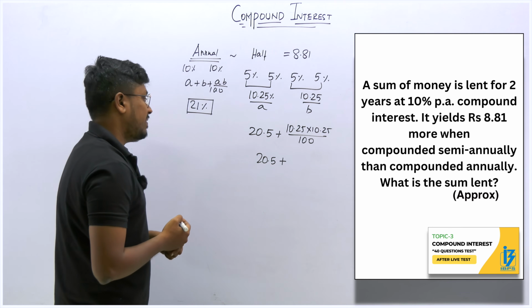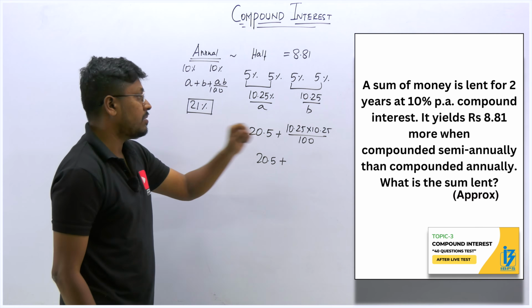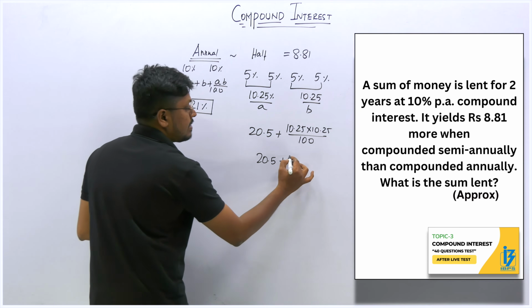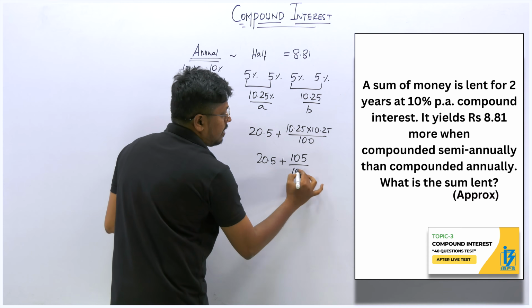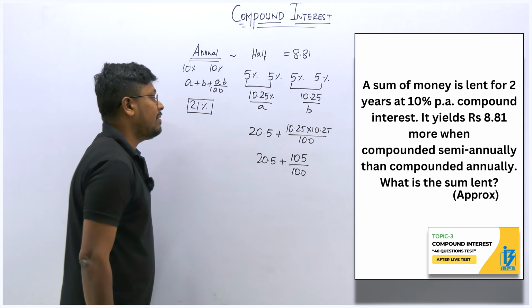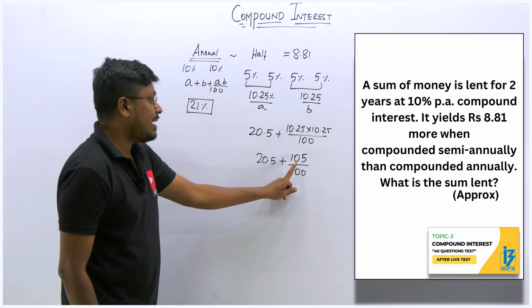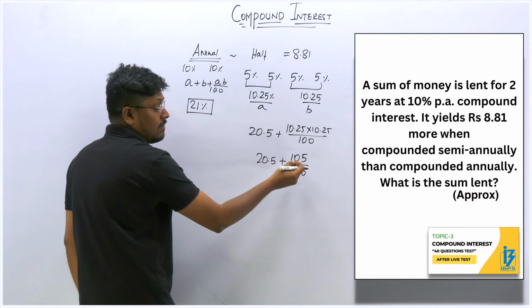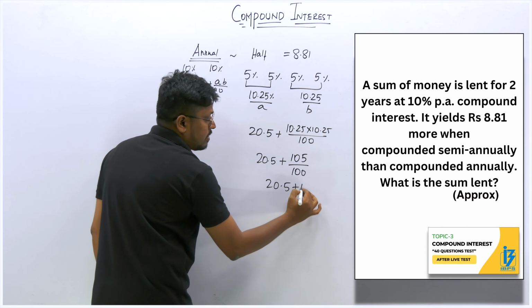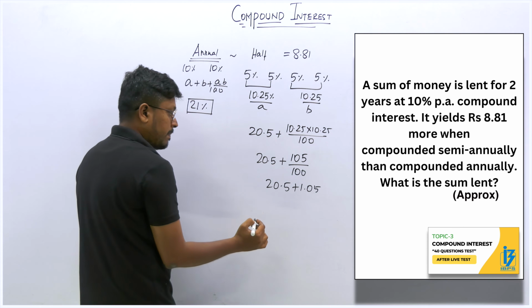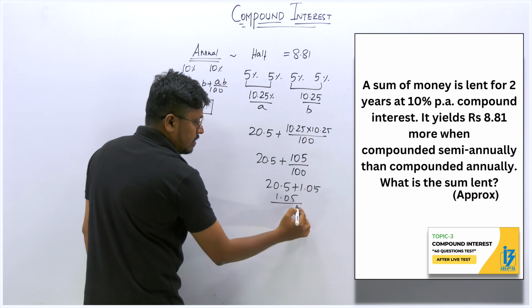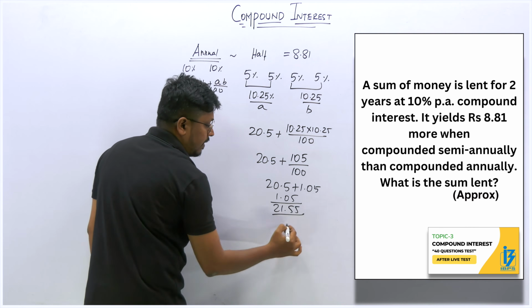so 100 here. We can't multiply 1025 by 1025, so, because it's an approximation, we can directly say this as 105 by 100. Approximately, when you multiply 10 into 10 it will be 100, and 0.25 will be something around 5, so we can take it as approximately 105. When you divide this by 100, 1.05. So 20.5 plus 1.05, the resultant will be 21.55 percentage.